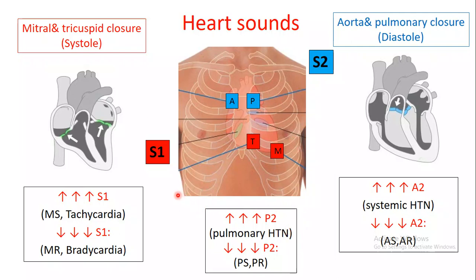How to time this heart sound? Simply, S1 occurs while we are palpating the carotid pulse simultaneously. S1 is with the upstroke of the carotid pulse, while S2 is on the opposite side, when we are not feeling the carotid pulse. This is how to differentiate between S1 and S2, and what are the differentials of accentuated or muffled sound, and how to comment on the second heart sound, pulmonary and aortic component.